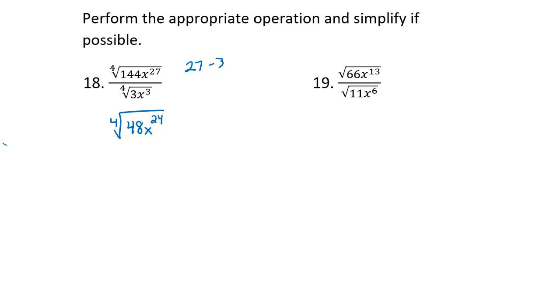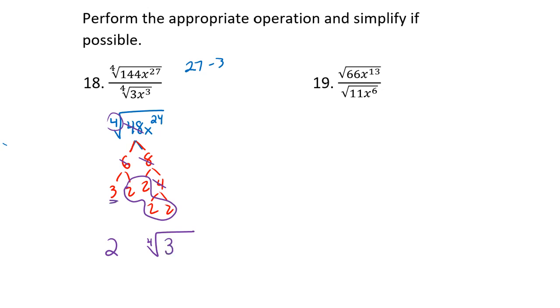And then I simplify. 48, two numbers that multiply to be 48 is 6 and 8. 6 is 3 and 2. 8 is 2 and 4. And 4 is 2 and 2. Once again, anything you wrote down is not there. But this time, since the index is 4, we need 4 of the same numbers to make a circle. So outside the radical, I'm going to have a 2. Inside the radical, I'm going to have a 3 because it couldn't be circled.